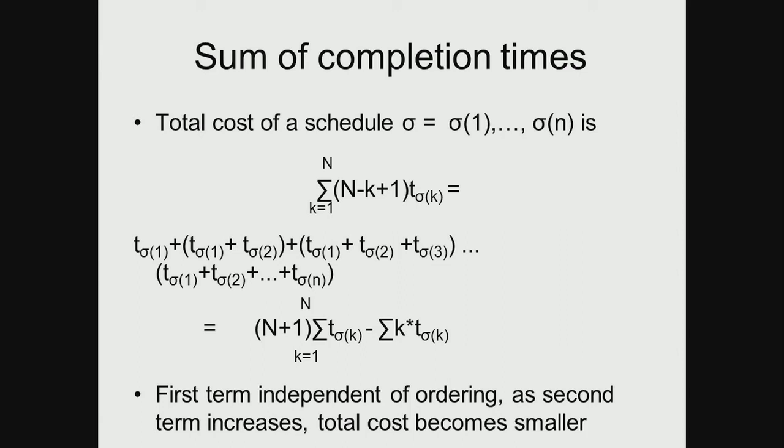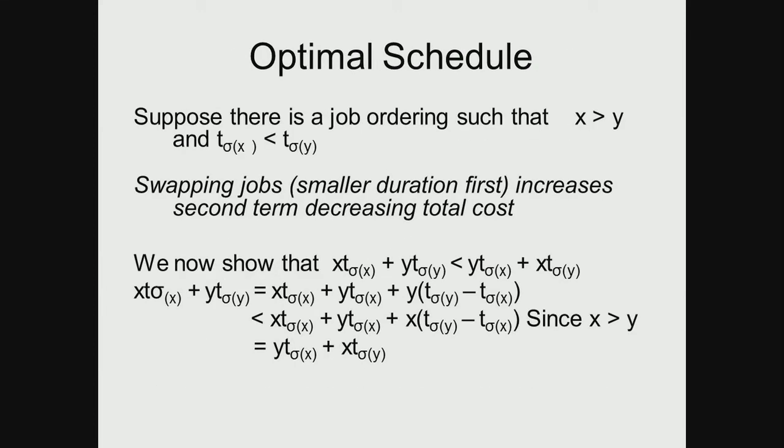And there is a subtraction term there. Therefore, as the second term increases, the total cost becomes smaller. So, let us see what makes the second term actually increase and therefore reduce the sum of completion times. So, let us see a property of an optimal schedule.